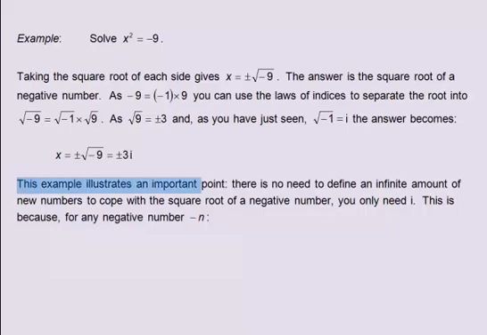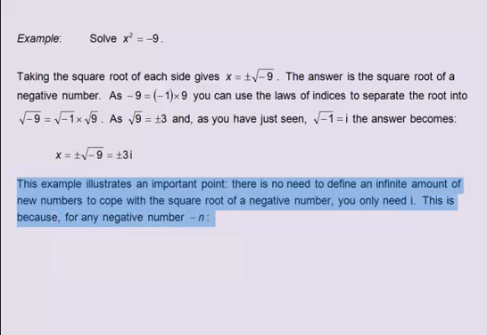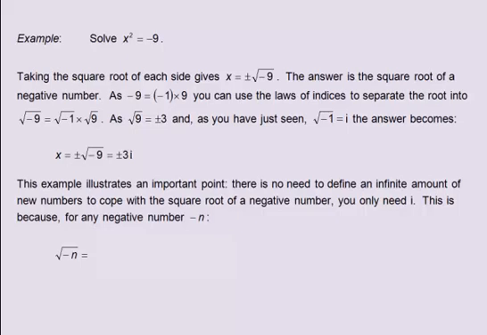This example illustrates an important point. There is no need to define an infinite amount of new numbers to cope with the square root of a negative number. You only need i. This is because, for any negative number, negative n, the square root of minus n equals the square root of n multiplied by minus 1, which equals the square root of n multiplied by the square root of minus 1, which equals the square root of n multiplied by i.